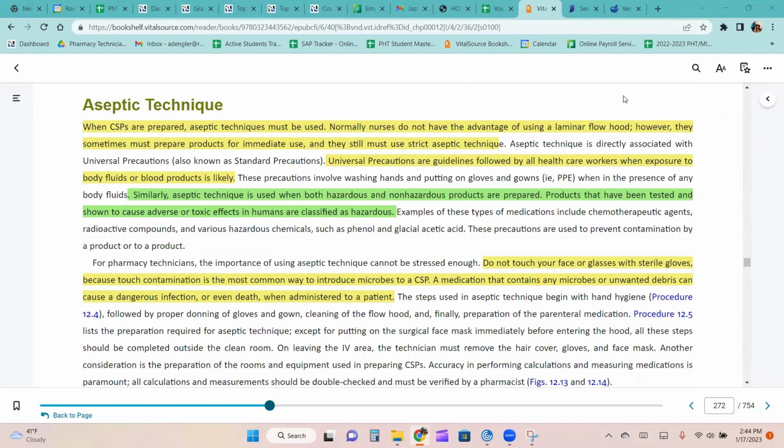All right. When CSPs are prepared, aseptic techniques must be used. Normally, nurses do not have the advantage of using a laminar flow hood. However, they sometimes must prepare products for immediate use, and they still must use strict aseptic technique. Universal precautions are guidelines followed by all healthcare workers when exposure to bodily fluids or blood products is likely. Similarly, aseptic technique is used when both hazardous and non-hazardous products are prepared. Products that have been tested and shown to cause adverse or toxic effects in humans are classified as hazardous. Some examples are chemotherapy, radioactive, and various hazardous chemicals.